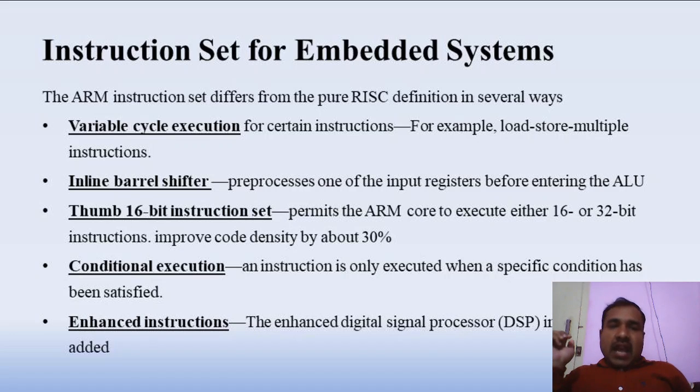The last quality that differs ARM from RISC is enhanced instructions. In the ARM, some specialized instructions are added, like DSP, digital signal processing instructions. If you want to calculate FFT, there are instructions available in the ARM which are not available in the other RISC machines. These are the things which make ARM so special in the RISC family.